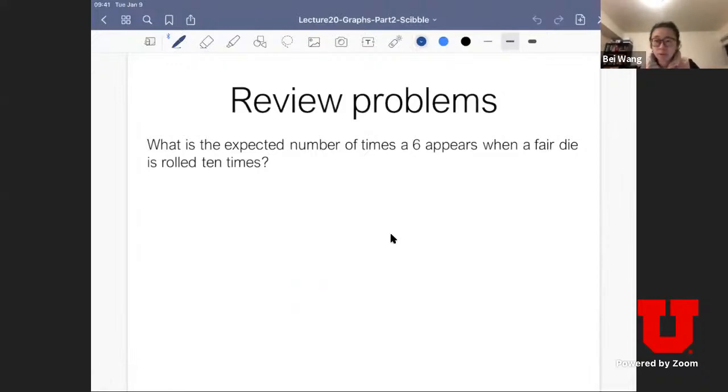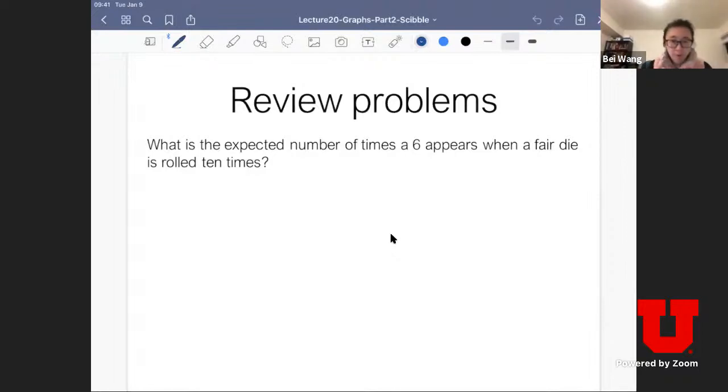Before we go over more questions on graphs, let's review a problem on combinatorics. The first question is: what is the expected number of times a 6 appears when a pair of fair dice is rolled 10 times? This is a problem regarding expectations. This is a time where you should pause the video and see if you can solve this on your own. Okay, let's get to it.